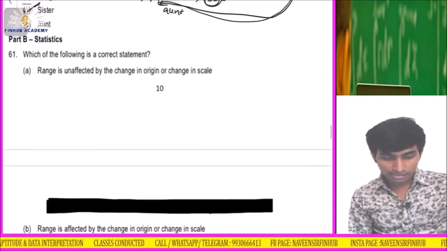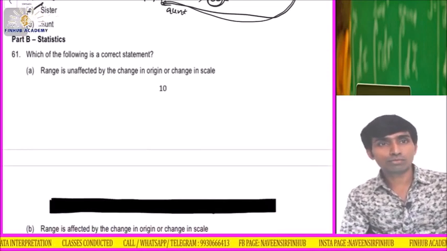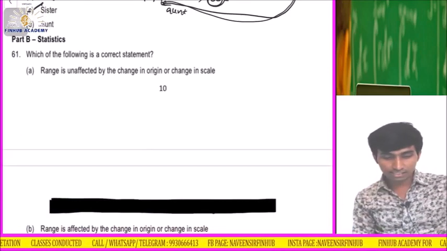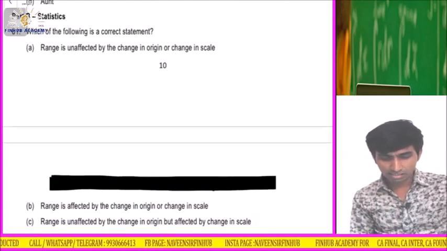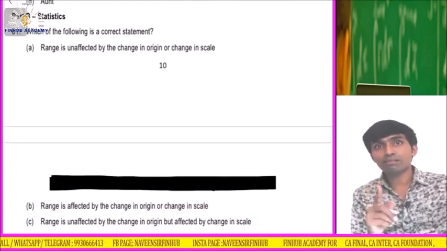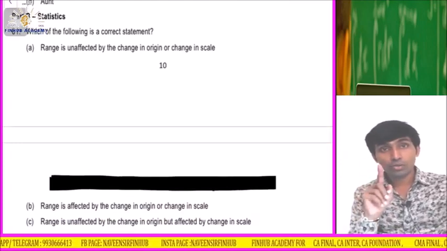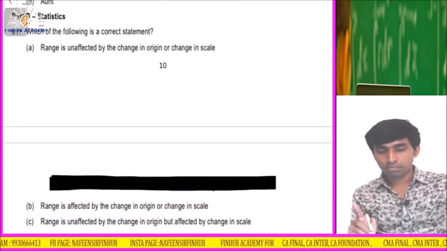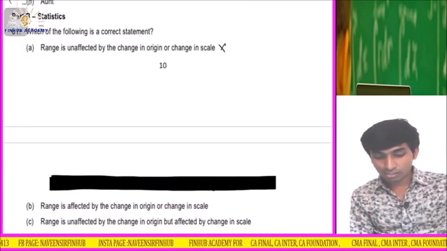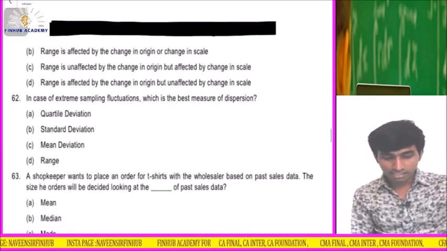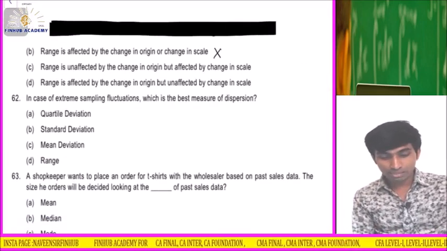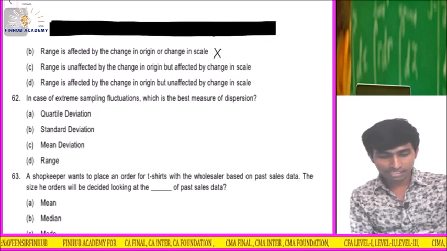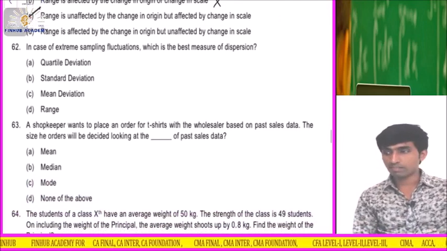Which of the following statements is a correct statement? Okay, let's move to statistics. Range is unaffected by the change in origin or the change in scale. Range is unaffected by the change in origin, which is correct. But change in scale is wrong. It gets affected by change in scale. So the option is C. Very simple question.